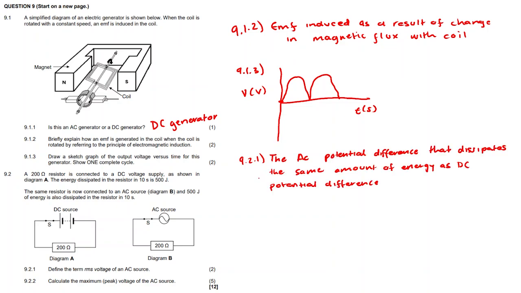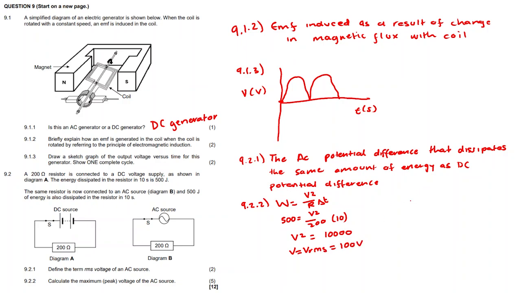Question 9.2.2. Calculate the maximum voltage of the AC source. To calculate the maximum, we have the work, we have the resistance, as well as the time. So we can use the equation W = V²/R × Δt. If we plug in all our values, we get V² to be equal to 10,000 volts. Therefore, V, which is also equal to V_RMS, is equal to 100 volts.